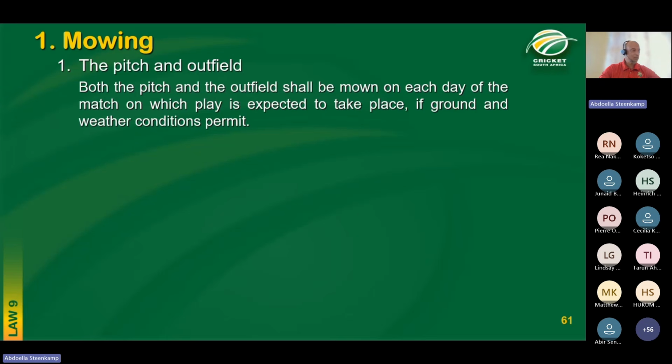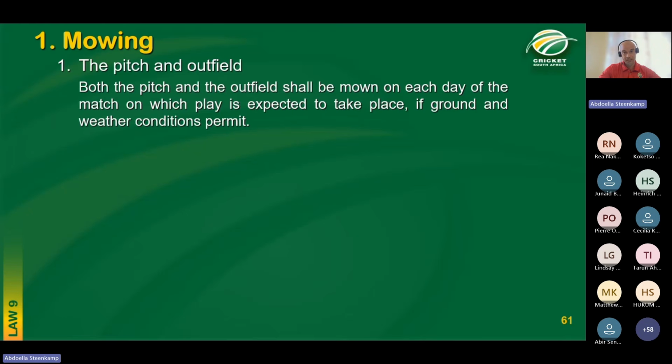The law tells us that the pitch and the outfield need to be mowed on each day that the match is going to take place. Again, we're focusing on a five-day match, like our Test match. So on day 2, the law tells us the pitch and outfield are to be mowed. Later in the slide we'll see what time.